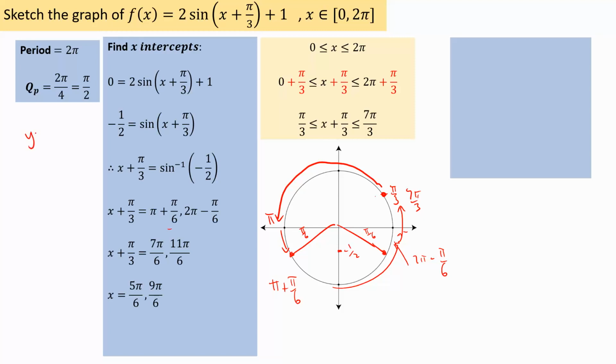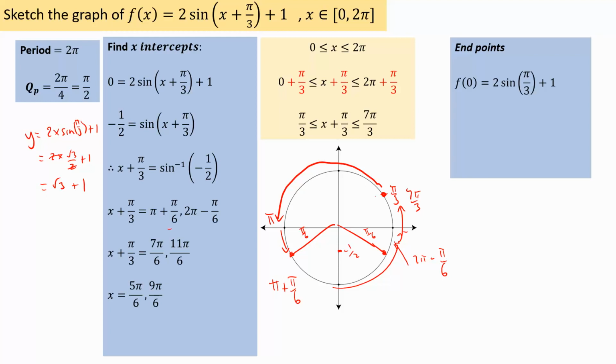The y-intercept, I worked it out, was 2 times sine of pi on 3, plus 1. 2 times root 3 on 2, plus 1. The 2's cancel out, so the y-intercept is root 3 plus 1. I need to find the endpoints. Endpoints are at x equals 0 and x equals 2 pi. So you need to sub it in.